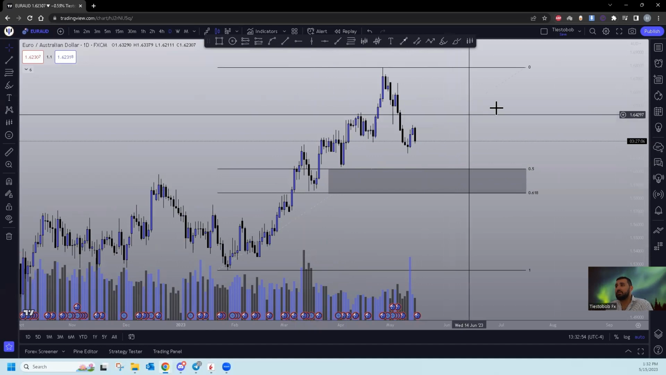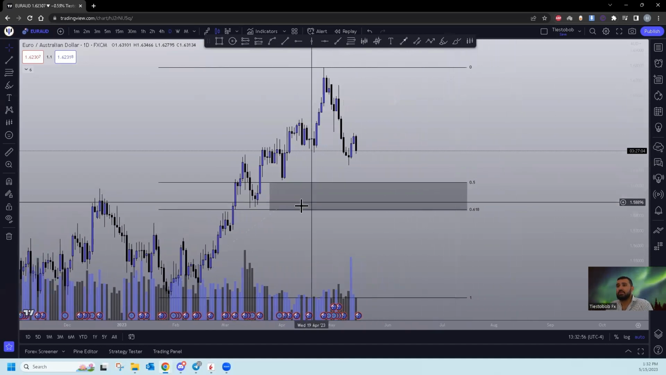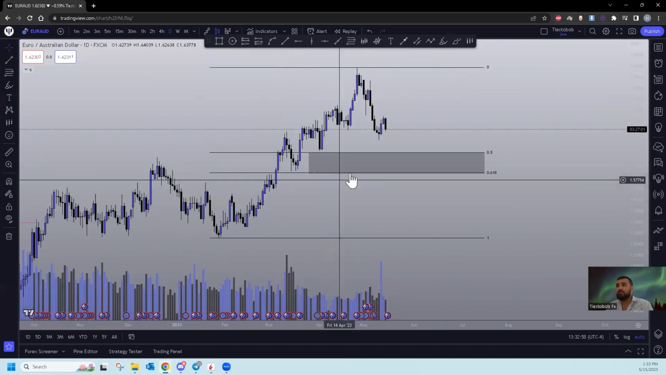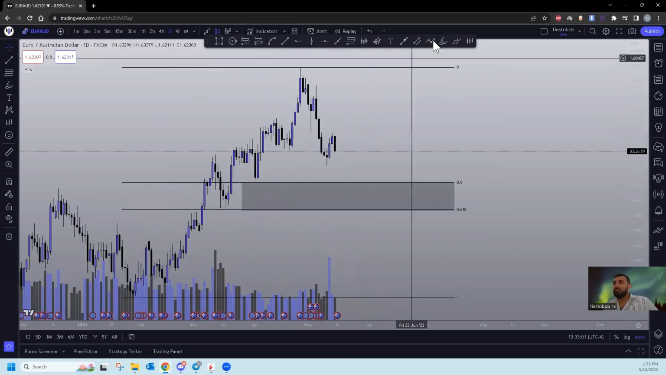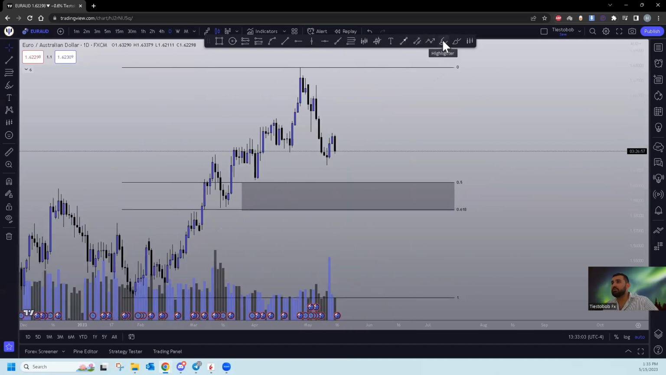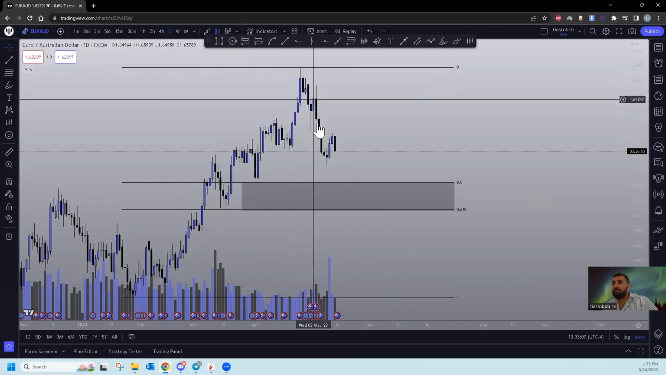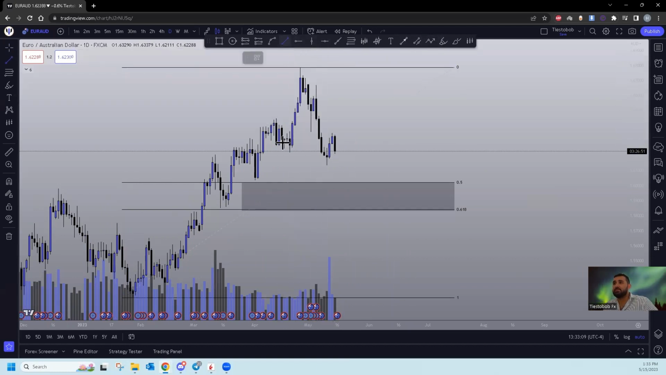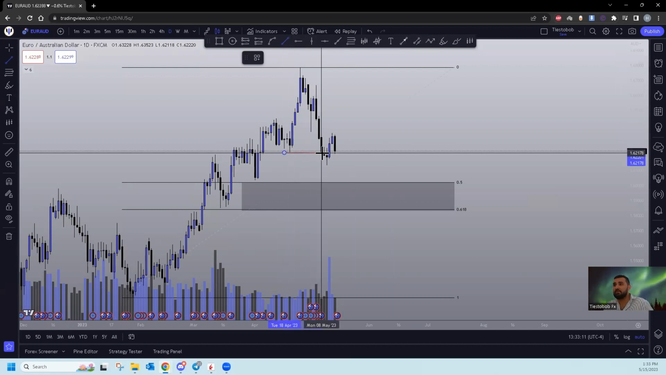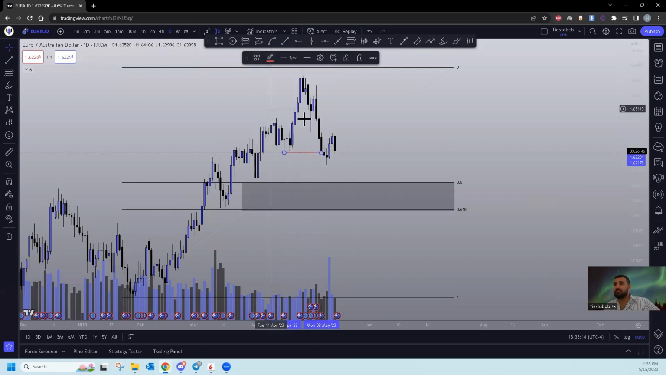Okay, so what do we see on the daily? If you look here, we had a nice bullish run for the last 1, 2, 3, 4 days in a row. And then we had a break of structure to the downside. So what we see here is a break of structure over here.